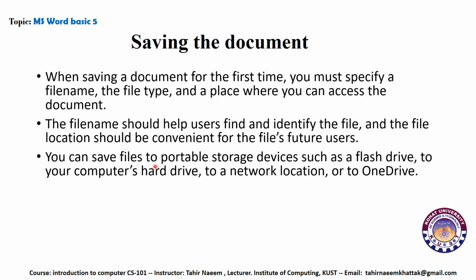You can save a file to portable storage devices such as a flash drive, to your computer hard drive, or to a network location, or to OneDrive. So basically, not only can we store a document within the hard disk, we can also store it on the flash drive, or on a network location, or OneDrive.